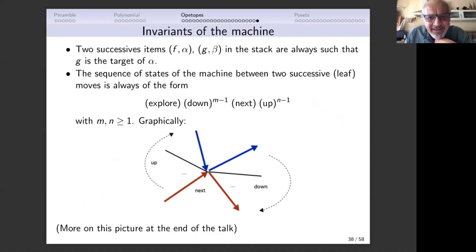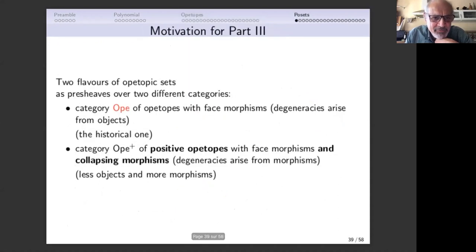I will try at the end, if I have 2 minutes, to come back to it. So this was my explicit description of opetopes. Now, in the third part of the talk, I want to reflect. And this is really my recent work, very much influenced by discussions with Amar Hadzi Hasanovic.